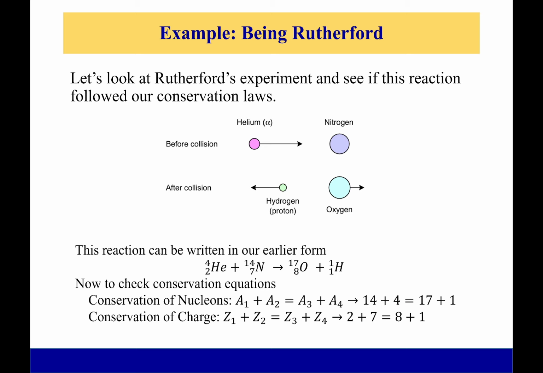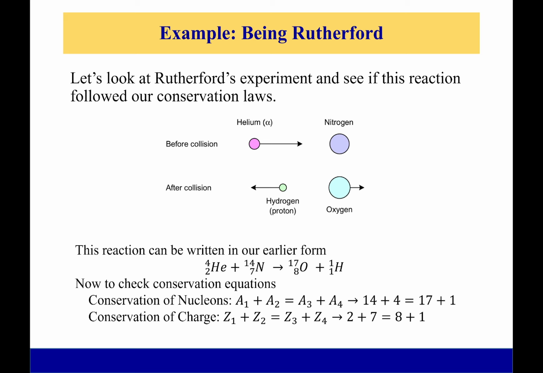Conservation of charge, that's the bottom number. Helium has 2 protons, nitrogen has 7. Oxygen has 8 protons, hydrogen has 1. So 8 plus 1 is equal to 9. 2 plus 7 is also equal to 9. This equation works. This is a reaction that can actually happen.